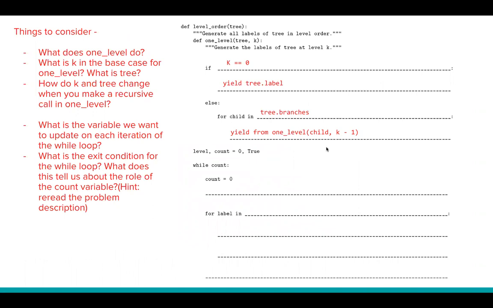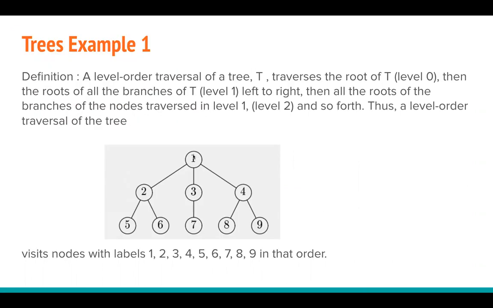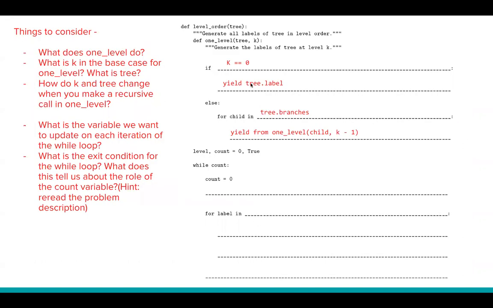So when K is 2 at the top here, nothing really happens and you call one_level on each of these. Here, nothing really happens because K is still 1. And only here, when K is equal to 0, are you yielding your tree labels. And you actually do yield it left to right just because of how this code works. Okay, so that's one level. That's how you can generate the labels of a tree at level K.